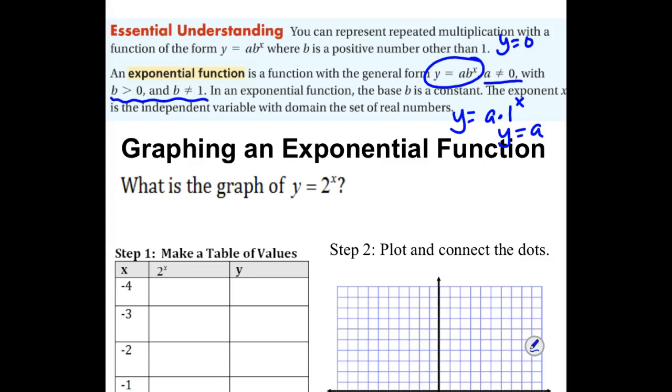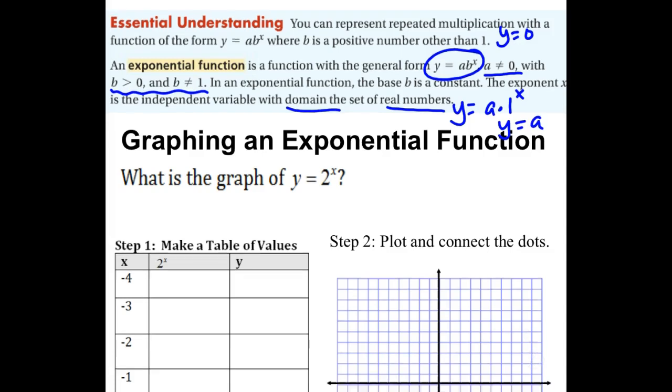Okay? So in order for it to be exponential growth or decay, a can't be 0 and b can't be 1. In an exponential function, the base b is going to be a constant. It will be a number. Okay? It's the x that's up in that exponent position that's the independent variable. That's what's going to change. The domain are all real numbers. Our exponent can be fractions, decimals, positives, negatives, 0. Okay? It can be anything.